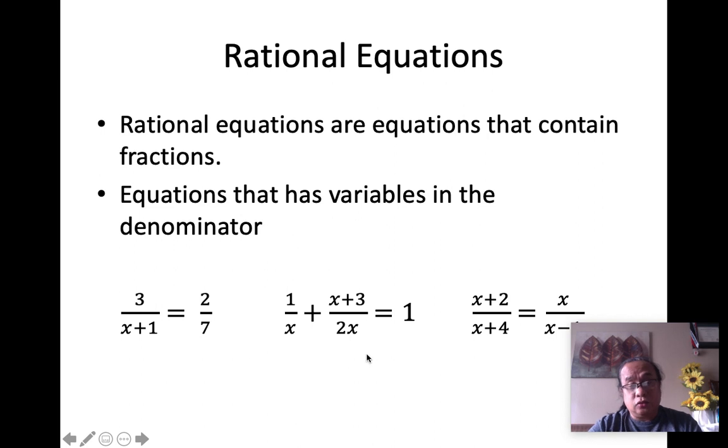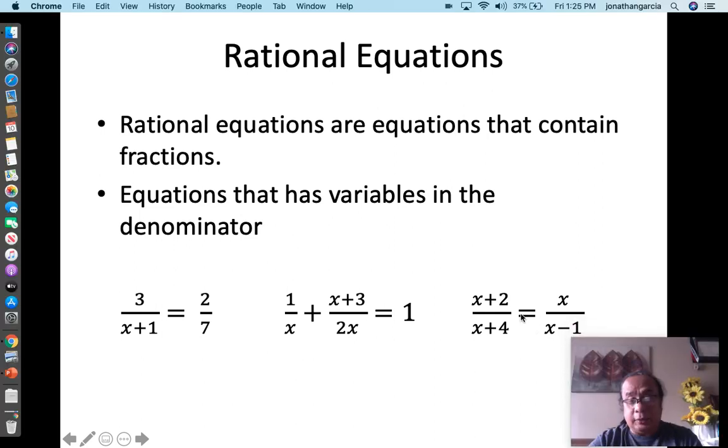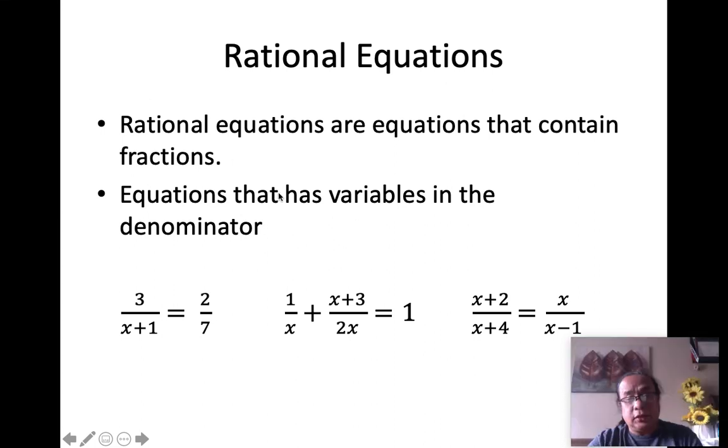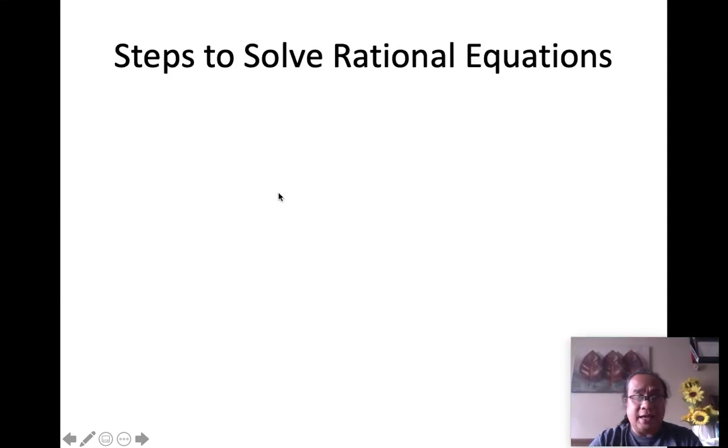This is a two-term one, 1 over x plus 3 over 2x equals 1. This is also a fraction. And the last one is x plus 2 over x plus 4 equals x over x minus 1. So our goal for today is to learn how to solve these rational equations. Let's have the steps.